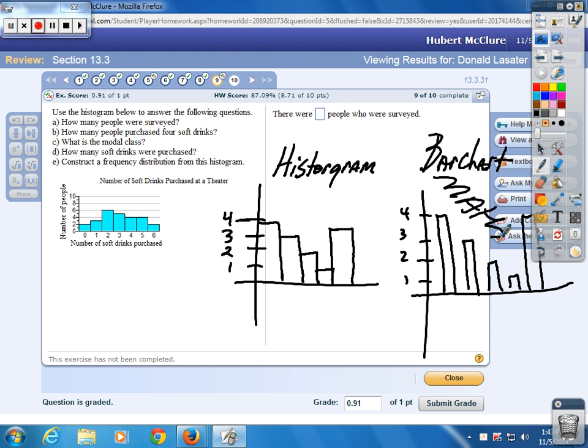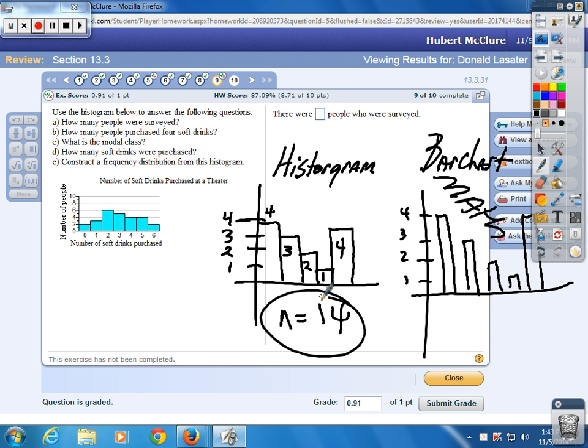Now, each one, this one has 4. How many does this one have? 3. How many does this one have? 2, 1, 4. What's the end? 8 and 6 is what? Got to add them up. That's a test question right there.